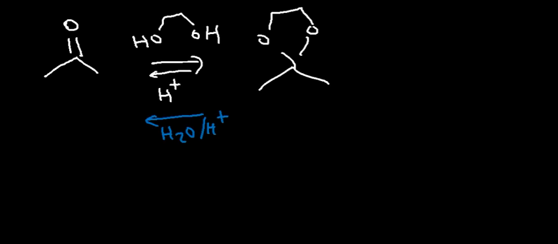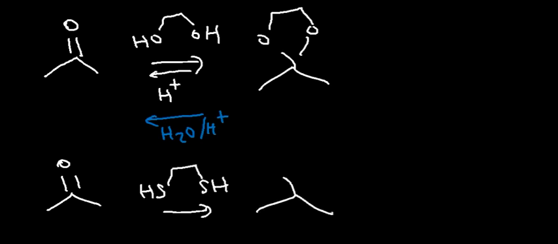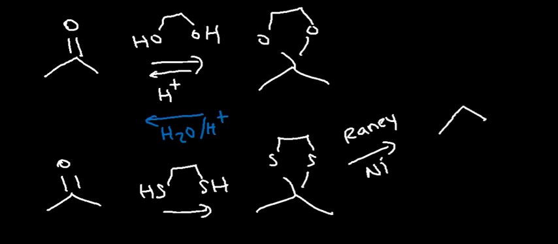Another similar reaction is this one. Instead of using two alcohols, you can use a thiol. And you're going to get a product that looks very similar. But if you add Raney nickel to this compound, it actually reduces the substance into an alkane. So that's one way you can convert a ketone to an alkane. We'll talk about other ways too.